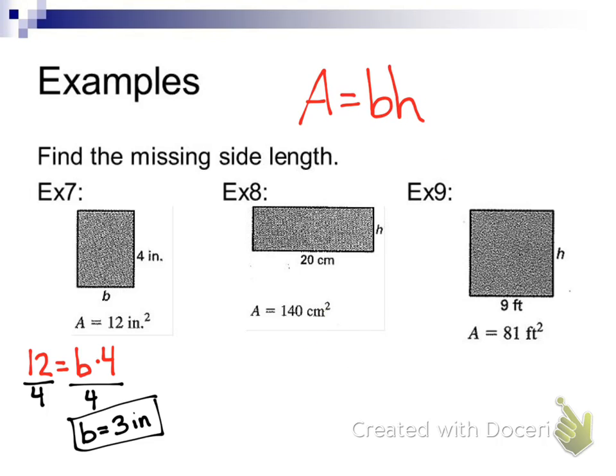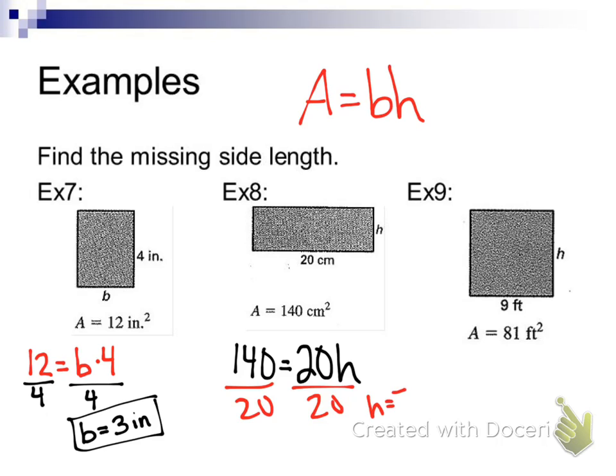So like on this one, my area is 140. What 2 things would you have to multiply together to get 140? Well, you'd have to do 20 and h, right? Yeah. So 20h. How do I get h by itself? Divide by 20. What is 140 divided by 20? 7. So the height here is 7 centimeters.